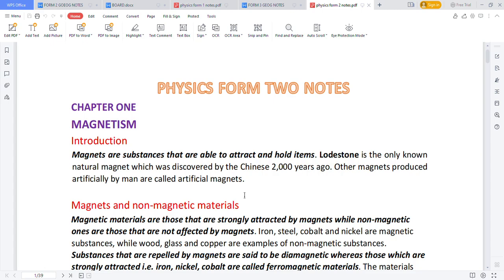So we are going to start. This lesson is going to take 1 hour maximum. So we are going to start with magnetism, the first chapter.